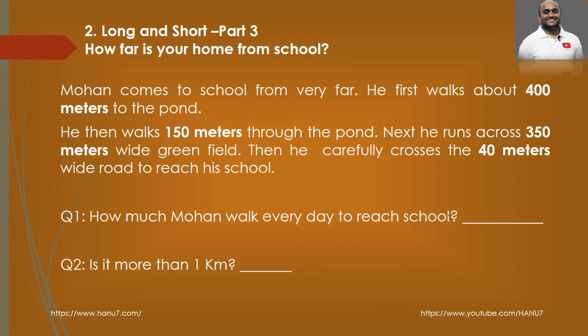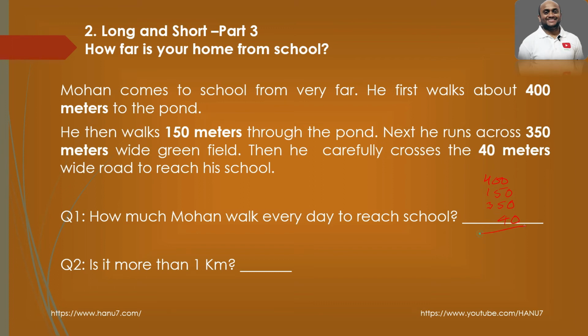So how much does Mohan walk every day to reach school? Okay, it's very simple. Whatever the parameters he mentioned here, 400 is the first value, and then 150 is the next value, then 350, then 40. Okay, and this is not a puzzle, so don't say that sir, he is not walking, he is running on the green field. Definitely here he is not expecting that kind of puzzle.